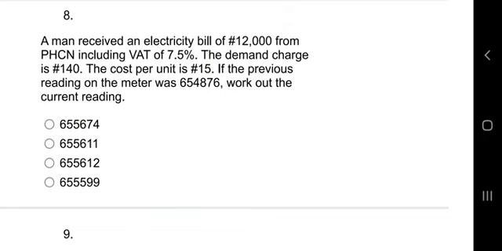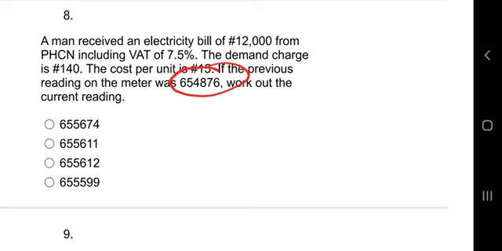All right. So just an extension of the previous question, question number 7. So demand charge is 150 naira. The cost per unit is 15 naira. So if the previous reading on the meter was 654,876 units, work out the current reading. So this is the previous one. So what will be the current?